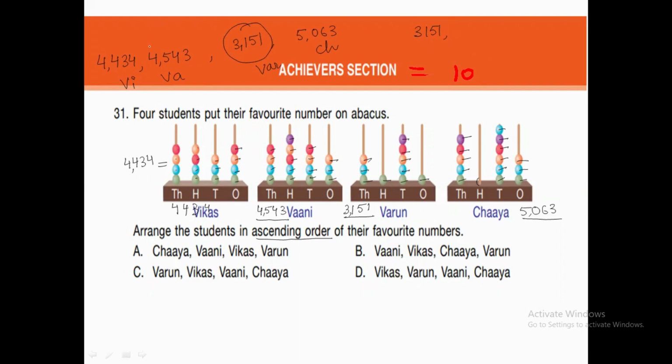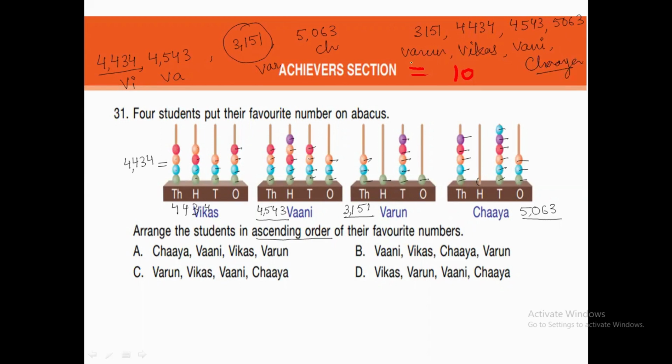Then after that, which number will come at the second place, which is 4434. After that, 4543, and after that 5063. Okay, so 3151 is of Varun. After Varun, 4434 is Vikas. Okay, after Vikas, 4543 is Vani. Now 5063 is Chaya.